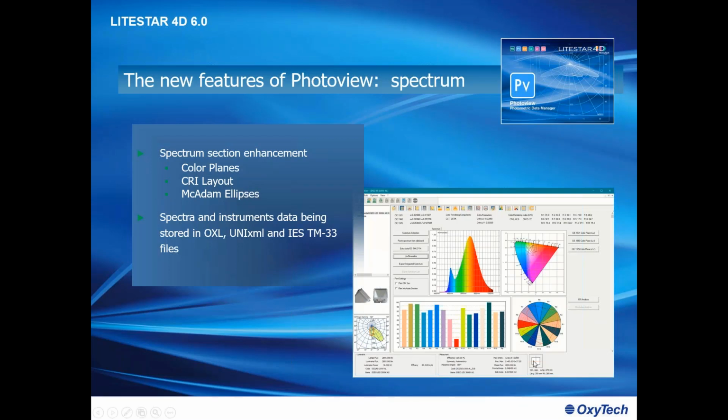We also added the new graphical layout of the CRI. The CRI is over here, the 15 values, and you can have here a graphical description of the different values. It is also possible to have the MacAdam ellipses, and this is managed only when you have more than one spectrum. So the MacAdam ellipses show you how the points are, the distance between the different points, and if those points can correspond to the ANSI C78 standard, the American standard.